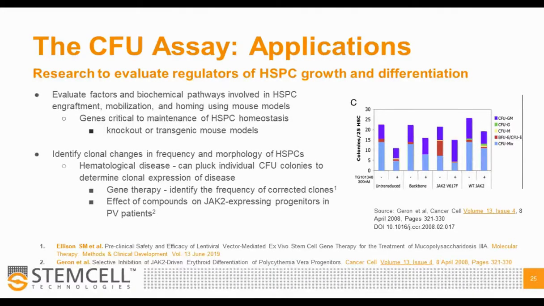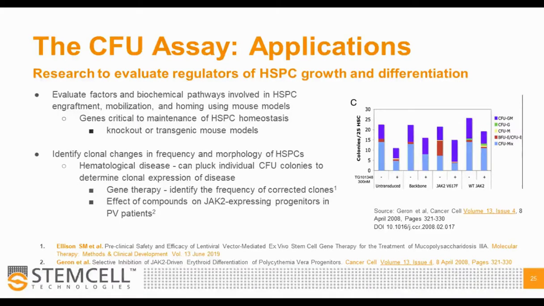So just to summarize then, the CFU assay has been used to identify the potency and the quality of hematopoietic stem cells. It's correlated very well with engraftment, and for years, researchers have used this assay to evaluate all kinds of factors and biochemical pathways involved in hematopoietic stem and progenitor cell engraftment, mobilization, and homing, and to evaluate genes that were critical to the maintenance of hematopoietic stem cell homeostasis. This depended on knockout mice, and recognizing that in those mice, when genes were knocked out, what effect did that have on the output of the progenitors? Well, usually the CFU assay was the readout.